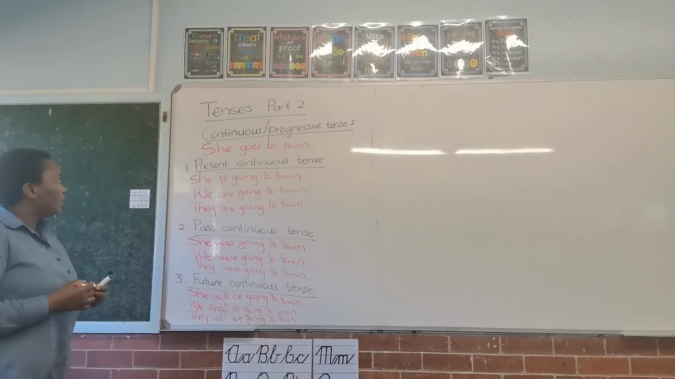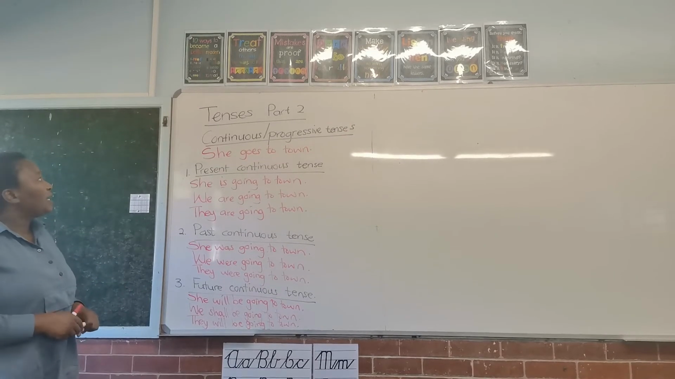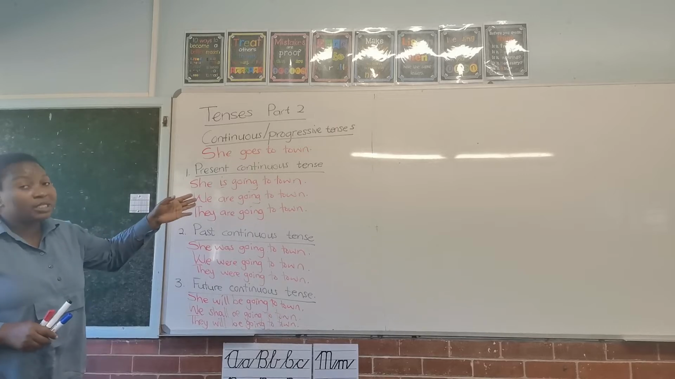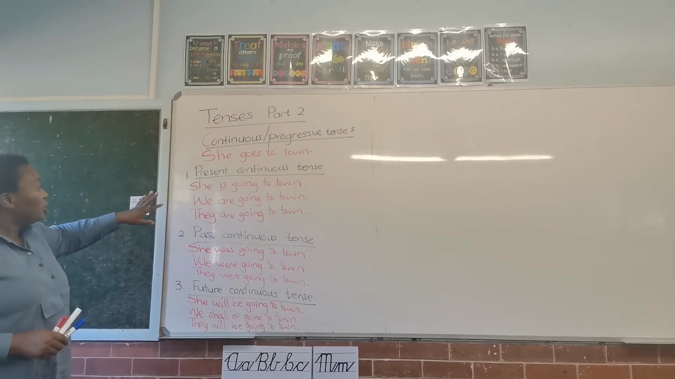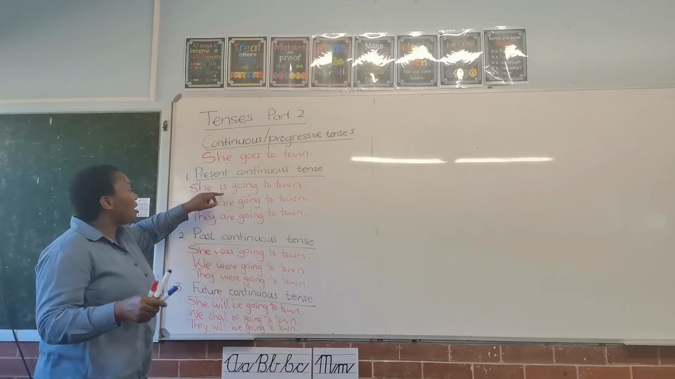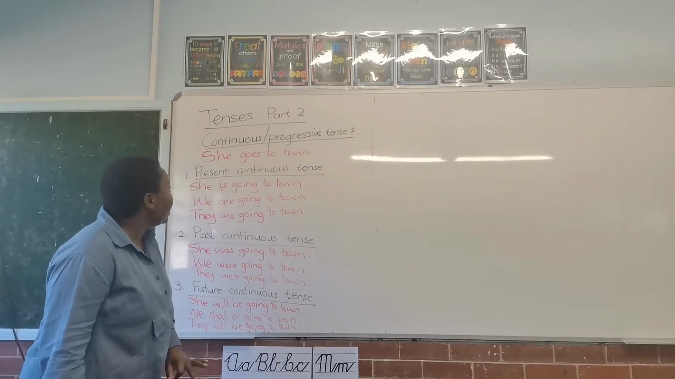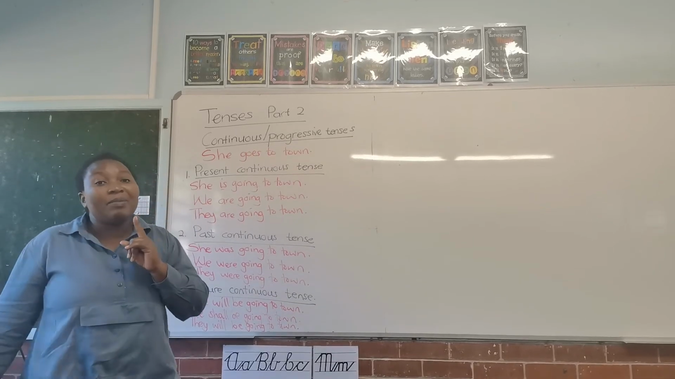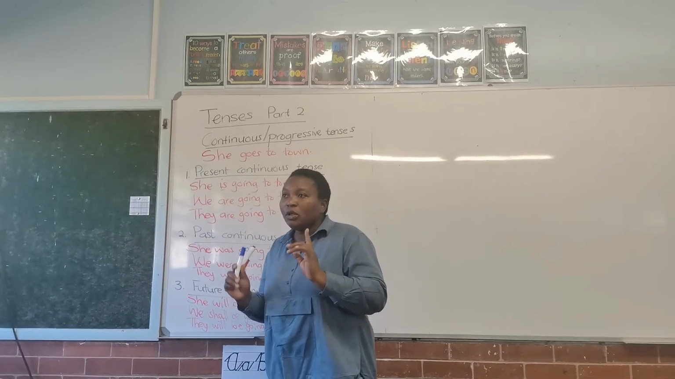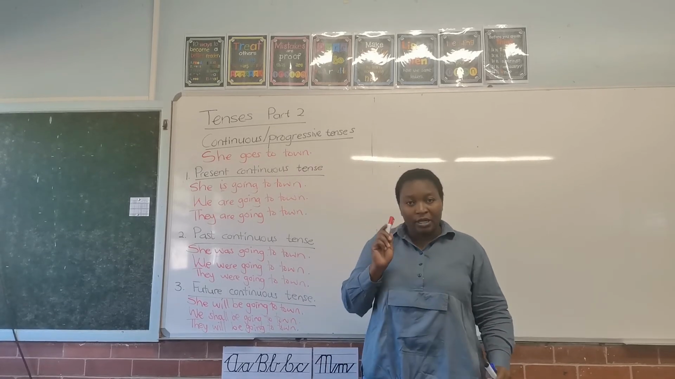So if you want to see the difference between continuous tenses and simple tenses, you'll see that these ones use verbs that have got ing, and they also use a helping verb, which is totally different from the simple tenses that we focused on. And remember, when we talk of continuous tenses, it's just one and the same thing as progressive tenses.